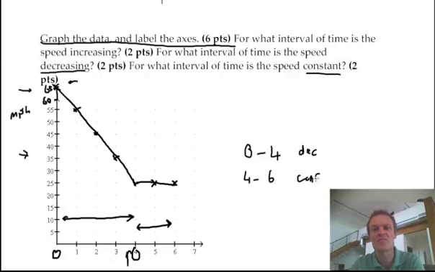And honestly, that is really all you have to do. That's it, okay? Graph it. Where's it increasing? It isn't. Where's it decreasing? From 0 to 4 seconds, for the first 4 seconds. And for the next couple of seconds, it's just constant, okay?